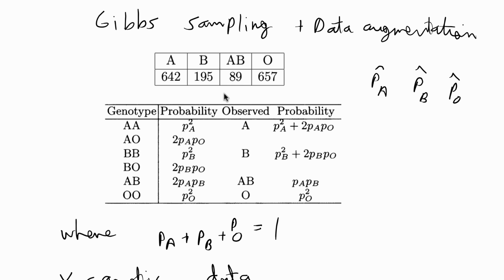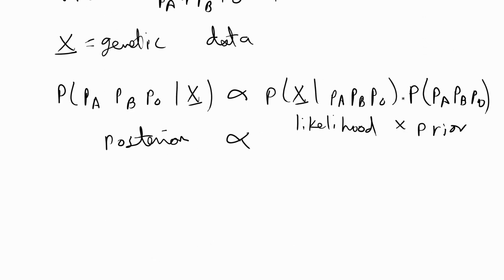The problem with this example is that we do not actually observe the genetic information. Instead of observing the genetic data, we observe phenotypic data. So instead of calling this X, I'm going to call this Y because we observe 1 of 4 possibilities instead of 1 of 6 possibilities from the genetic data. So we cannot actually sample from the posterior distribution yet.